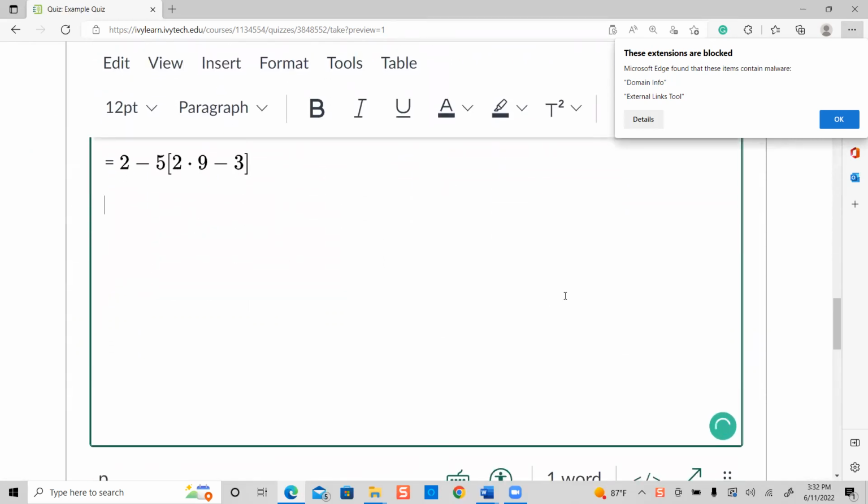And now I've come up to a part that I don't have to use the equation editor anymore. So I got 2 minus 5. And inside that bracket, I have 2 times 9, which is 18, minus that 3. All right. Now we got to do the inside of that parenthesis again. We have 18 minus that 3, which is 15. And now we can say, all right, 2 minus 5 times 15 is 75.